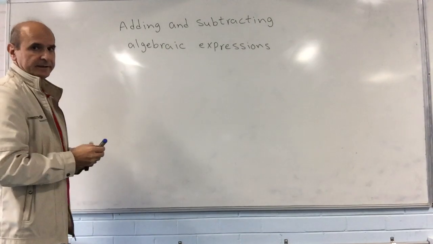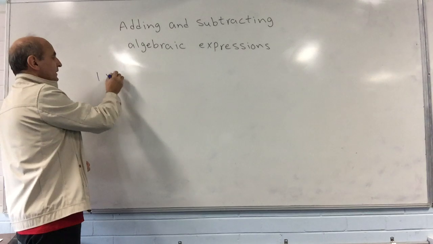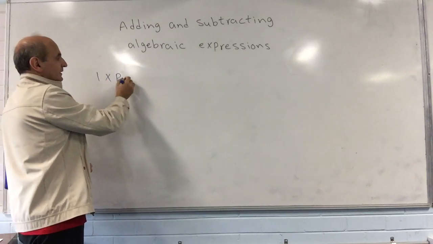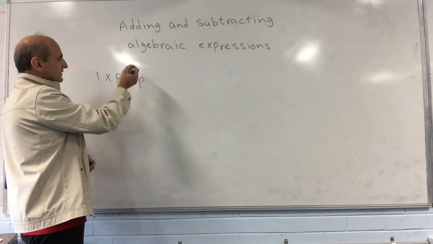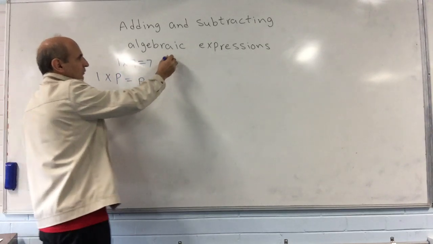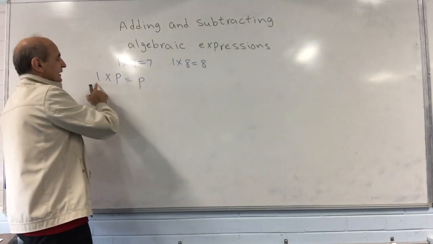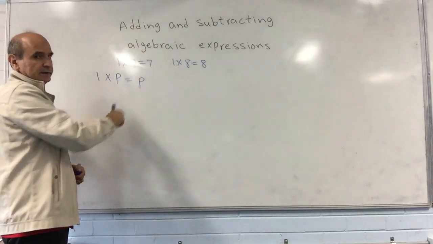The other thing is 1 times p is written as p. This is similar to saying that 1 times 7 is 7, or 1 times 8 is 8. In the same way, 1 times p is p.